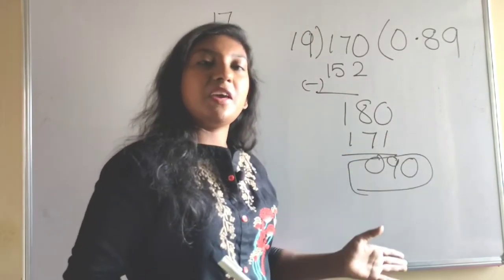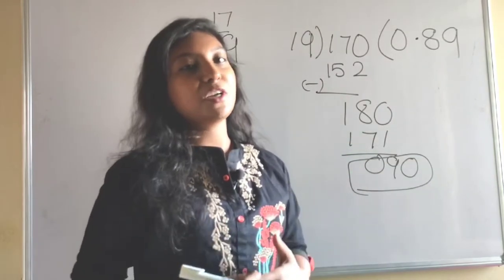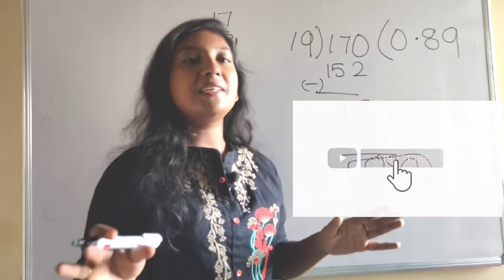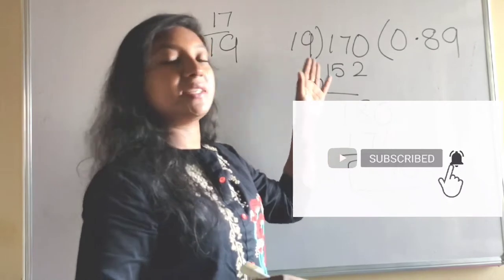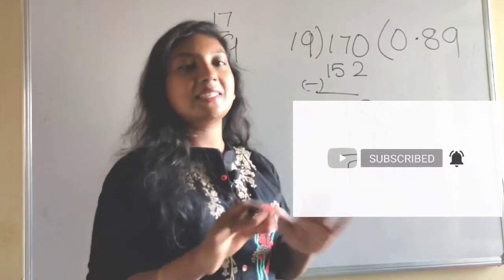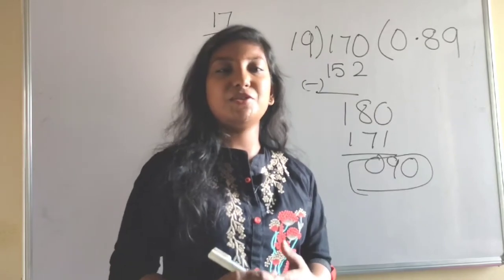So in this way you can do the division of a smaller number by a larger number. Whatever digits you have, that means 2 digits, 3 digits, 4 digits or 5 digits, the process is the same. In this way you can continue your division.